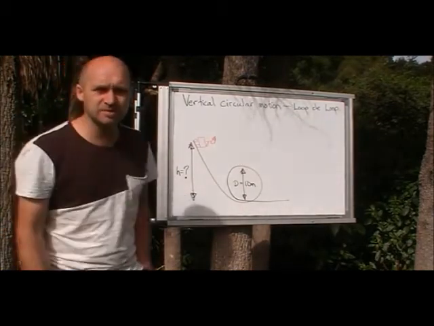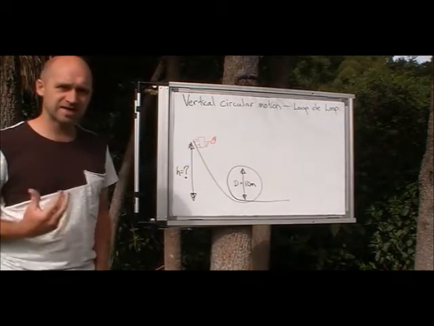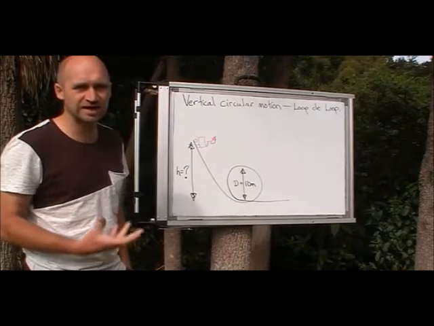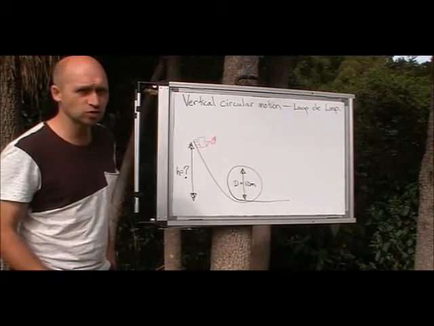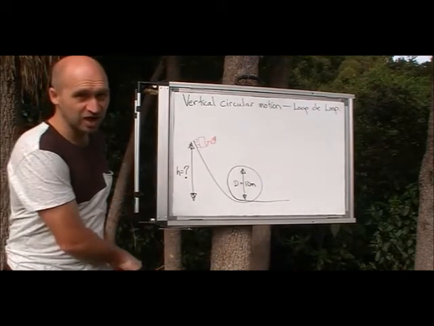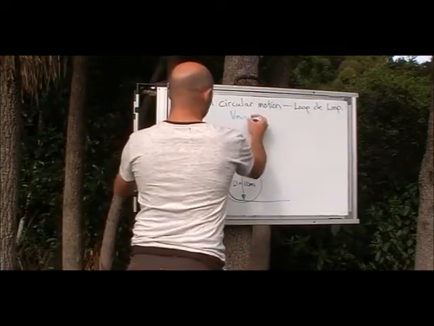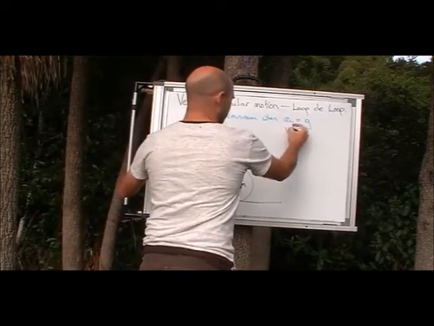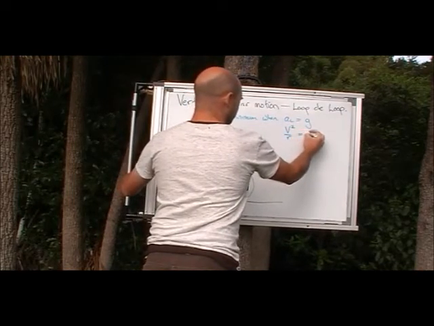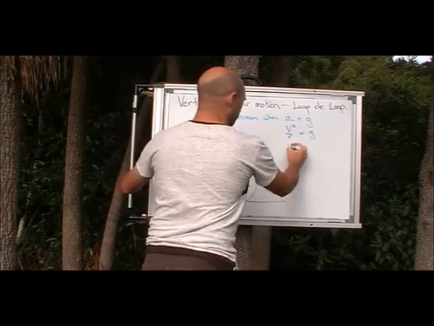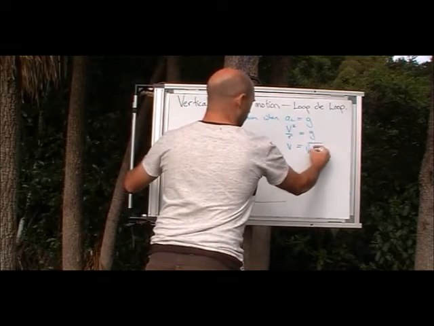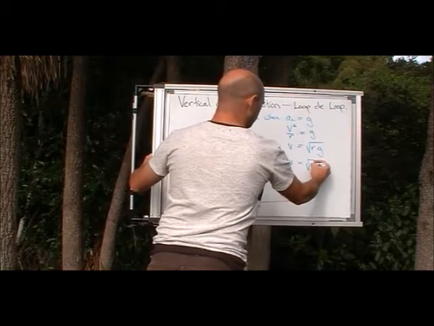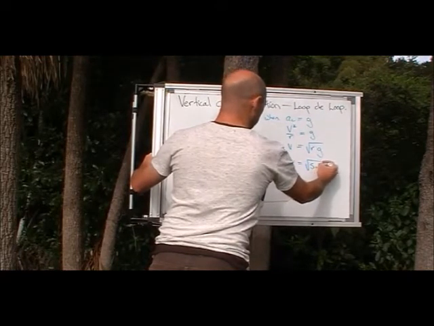And the minimum speed, remember, is the speed that gives us a centripetal acceleration equal to gravity. We can't have that centripetal acceleration any less than gravity. The minimum speed is when it's equal to gravity. So, let's give this a try. a_c equals g. That means v squared over r is equal to g. v is equal to the square root of rg. v is equal to the square root of 5 times 9.81.